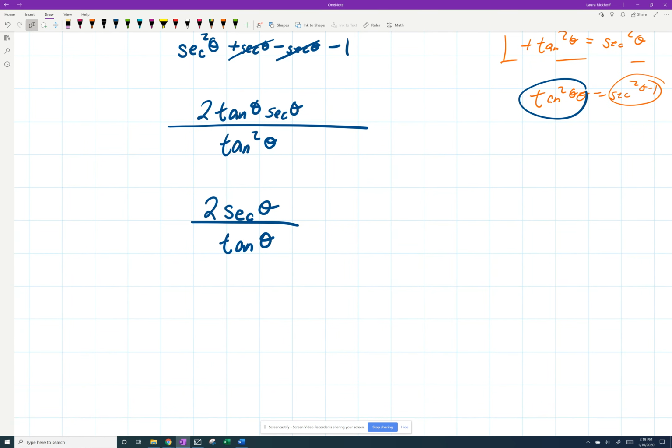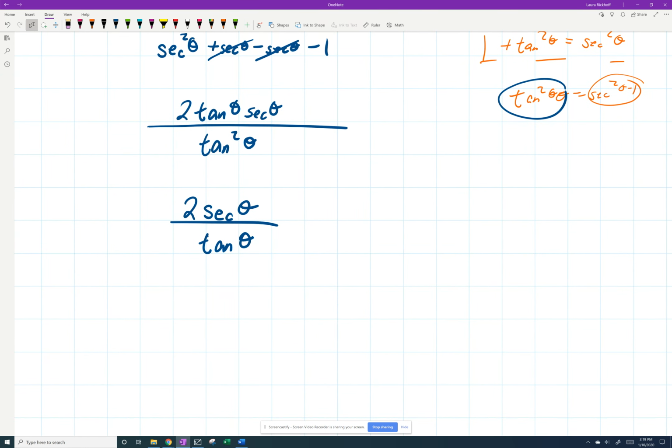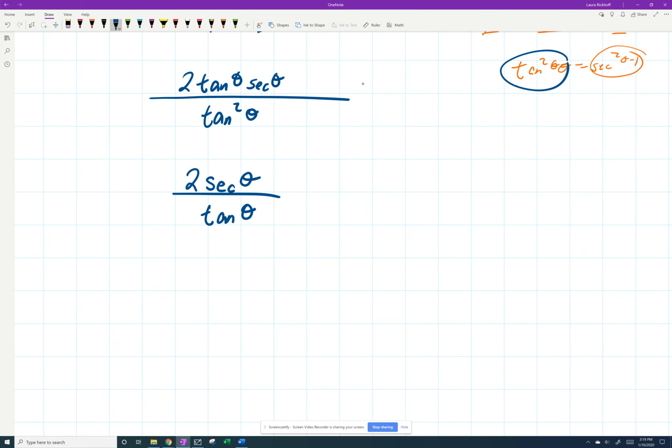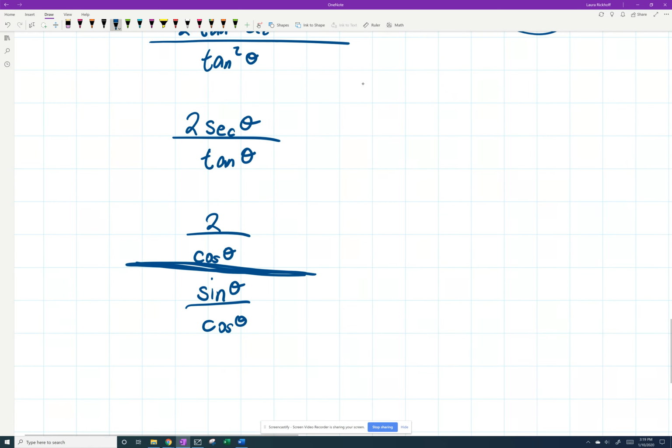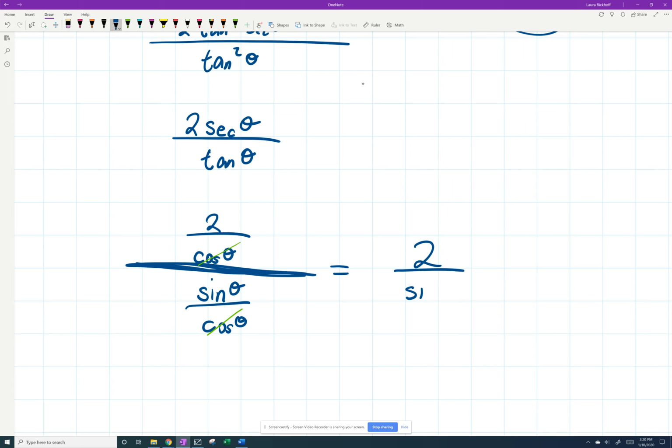So we have 2 secant theta over tangent theta. And then now I will change everything into sines and cosines because I suspect more will happen. So secant theta is 1 over cosine theta, and tangent theta is sine theta over cosine theta. Bunches of ways to figure out cleaning up that fraction. Some of you can see that that cosine on the bottom of each is just going to cancel, and so you're going to get 2 over sine theta, which is just 2 cosecant theta.